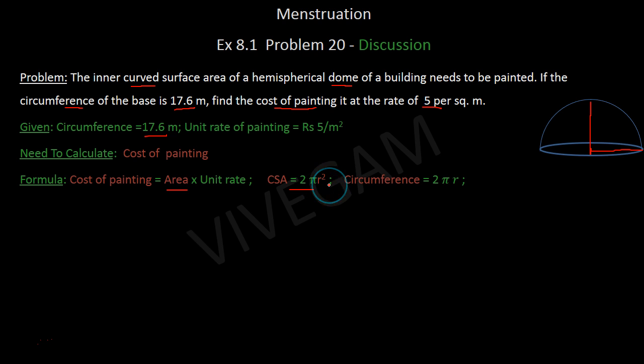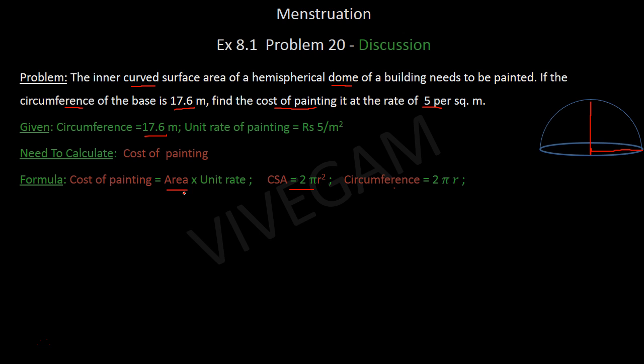But if you see the given, they have given circumference is 17.6 meters, that is of the base. As I discussed earlier, it is in the form of a circle, and that radius is also the radius of the hemisphere. So circumference is equal to 2 pi r, and from this equation radius can be calculated. Once you calculate the radius, you come to this formula, you'll be able to calculate the curved surface area using 2 pi r square. Once we know the curved surface area, then you can come to this step and calculate the cost of painting, because area is known here.